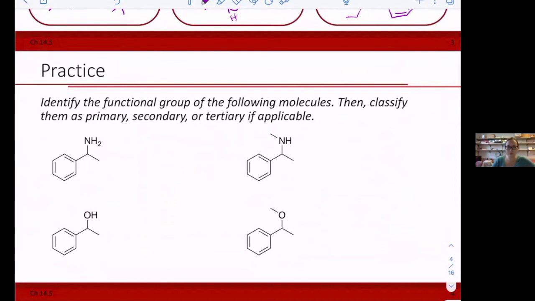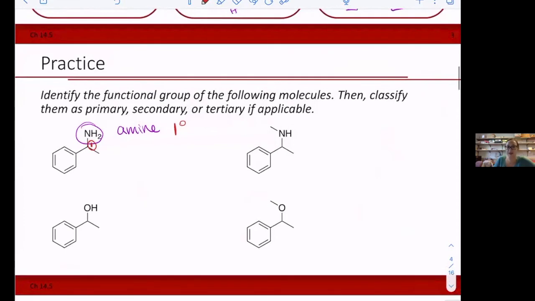So doing a little bit of practice in comparison to other functional groups that we have learned. This is asking us to identify the functional group of the following molecules, then classify them as primary, secondary, or tertiary if applicable. So this first molecule here, I have the nitrogen, so I'm going to have an amine, and I have 1 carbon atom attached to that nitrogen, so it's going to be a primary amine.